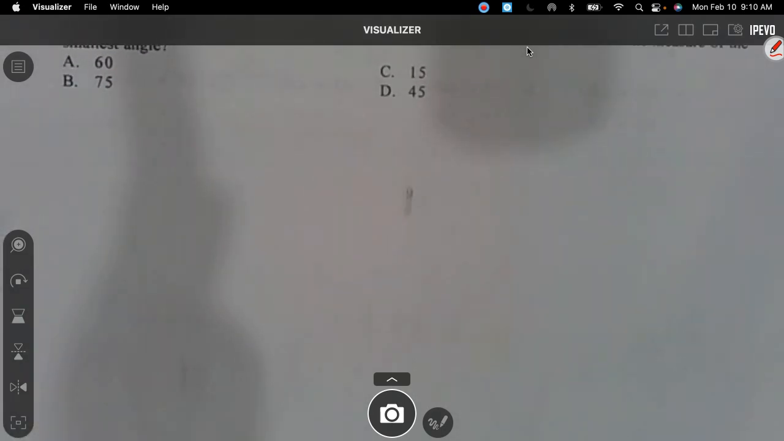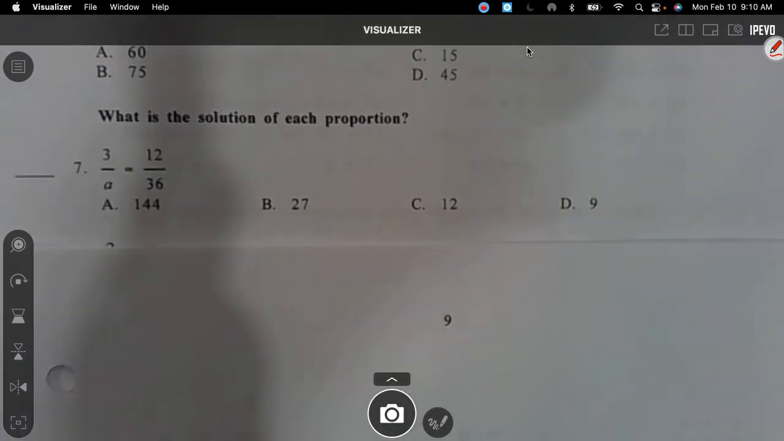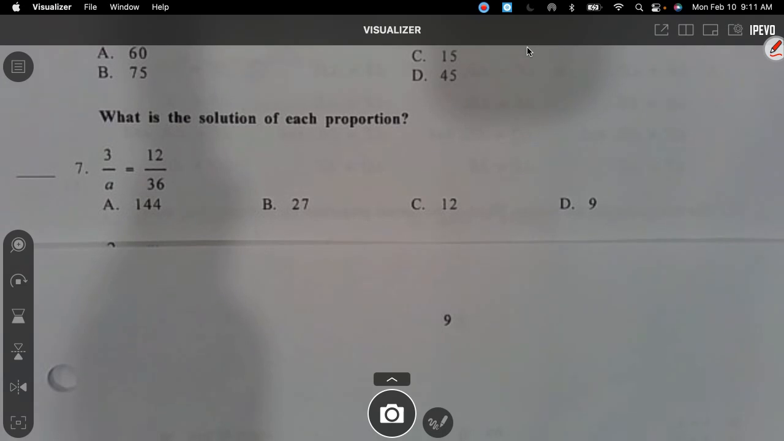Number 7. Okay, this one, you have a proportion, so you cross multiply. So we get 12a equals, what is 36 times 3? 108. Then what do we do? Divide. You cross multiply and divide. Divide by 12, so you get 9. That's all you do on that one. Your answer is 9, D.